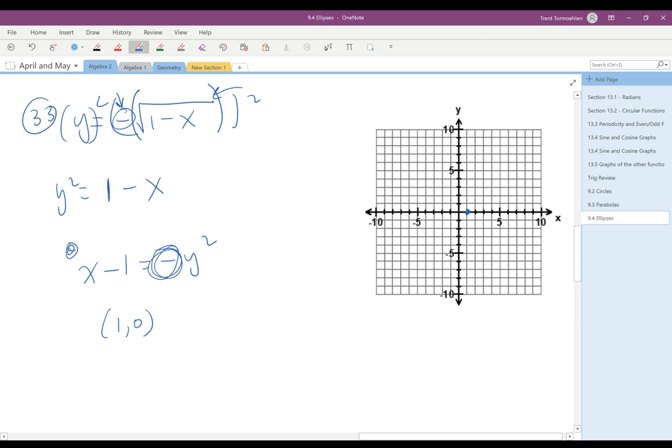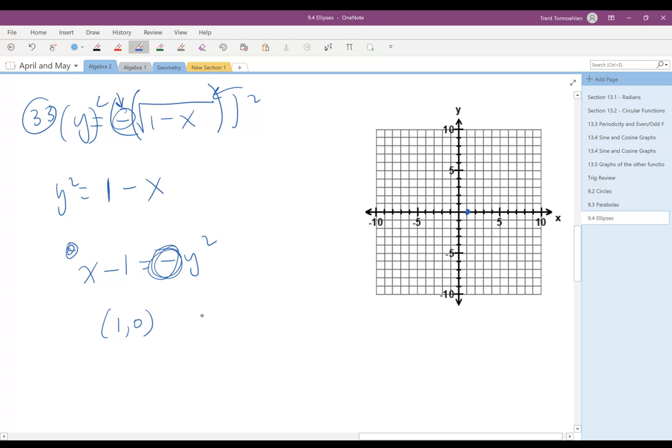And then this is a parabola that opens left to right. And since it's a negative y squared, that means it opens left. It opens to the left and not to the right. And so you could look at some points around this. And so what if instead of 0 for y, we plug in 1 for y, or actually in this case, negative 1?